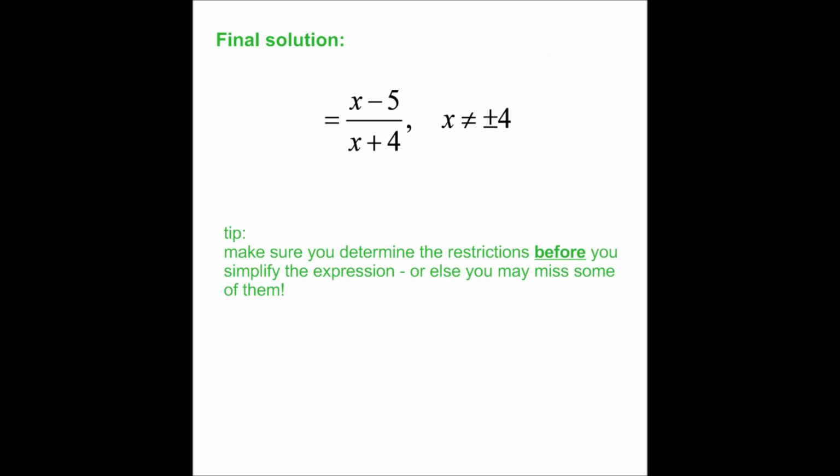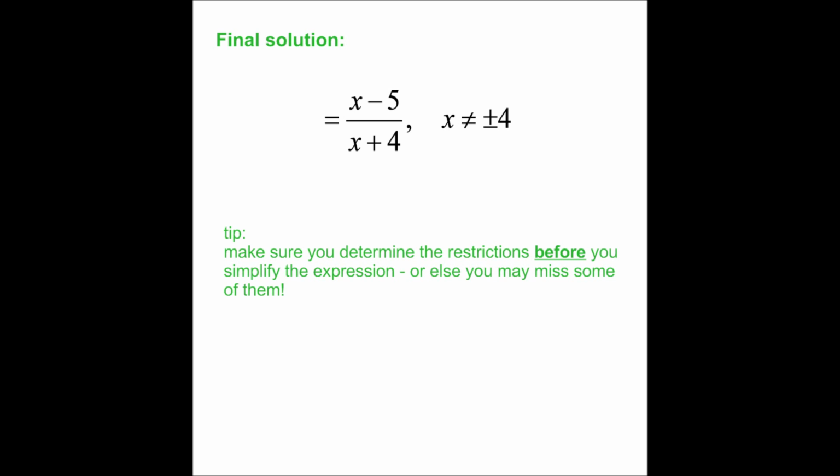So in order to give my final answer, I'm going to write the x minus 5 over x plus 4, which was the answer, but I have to add a comma, and I say that x cannot equal those two numbers, the restrictions that we had, positive 4 or negative 4. So I write plus minus 4, and I know that those are my restrictions for this problem.